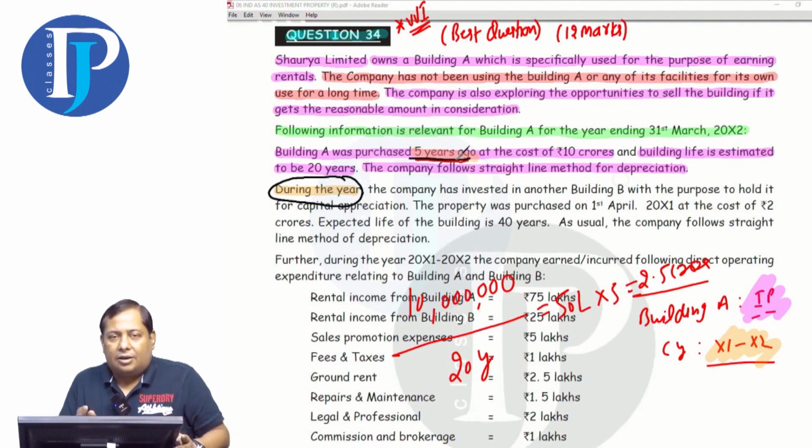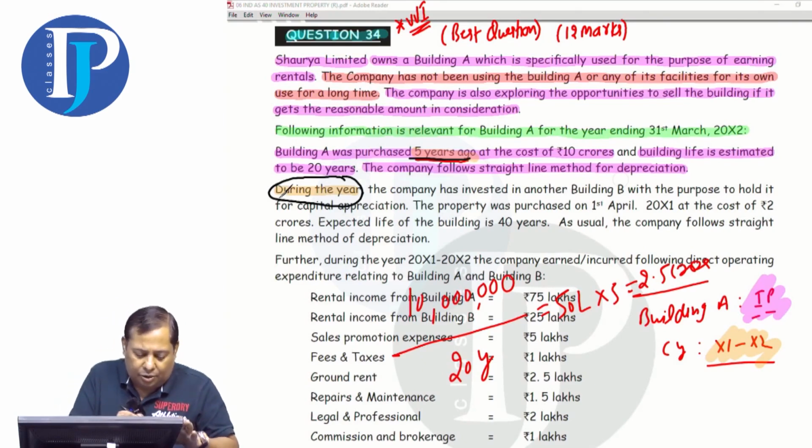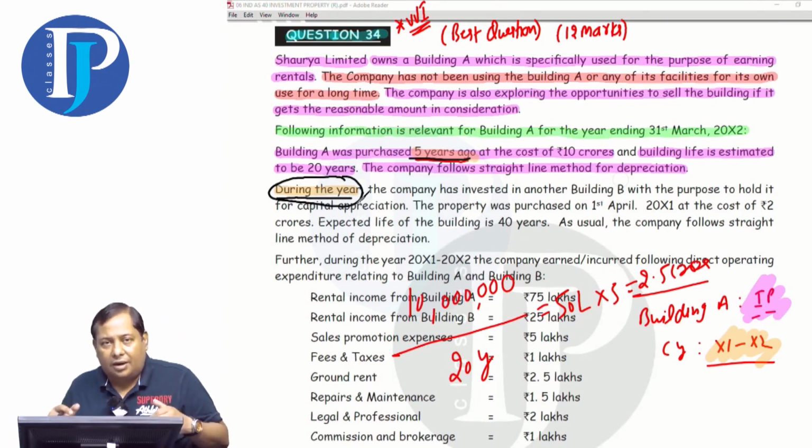So this 5 years ago does not include the current year, as it is 5-year-old information, because the question starts here. So the current year hasn't started. It will start in the next paragraph.